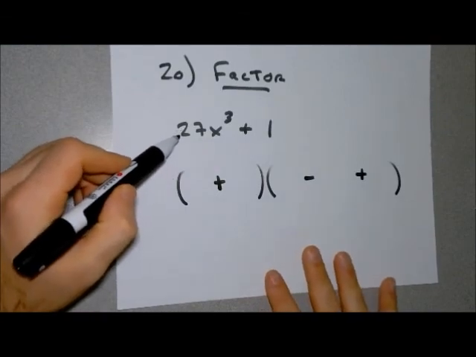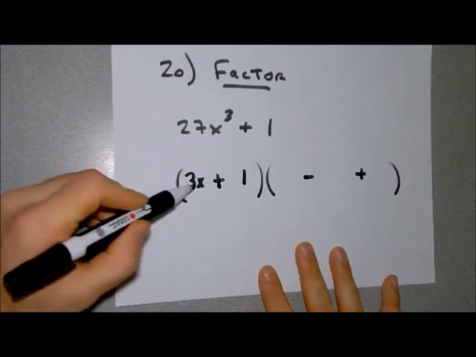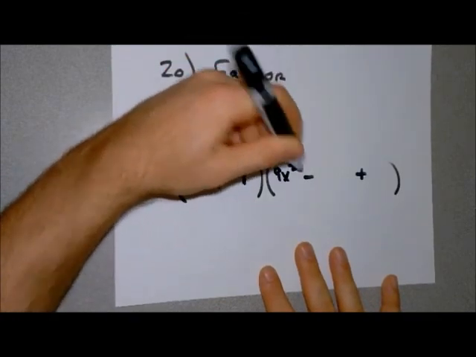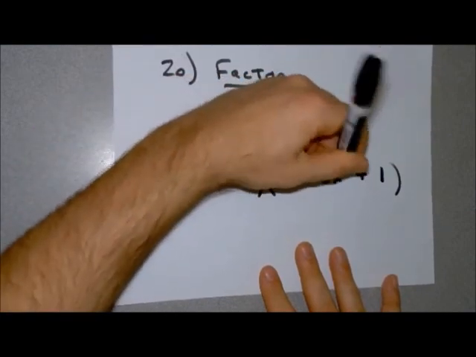To factor cubes, you take the cube root of each. So that is 3x and 1. Square the front is 9x squared. Square the back is 1. Multiply them together, and you've got 3x.